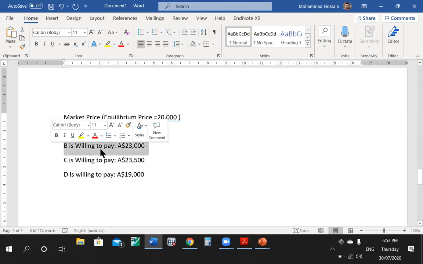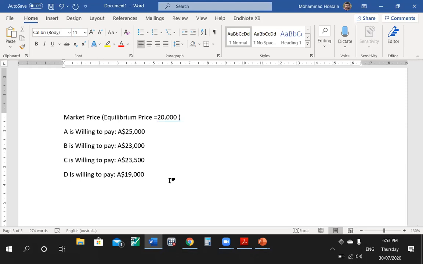And B, willing to pay 23,000, went to the market and found they want to sell it for 20,000. So he's getting $3,000 of benefit. C thinks $3,500 will be his benefit. D will think, no, it's still asking for 20,000, and I don't think the car is worth more than 19,000 to me. So D believes the car is overvalued by $1,000. Make sense? This is called consumer surplus.